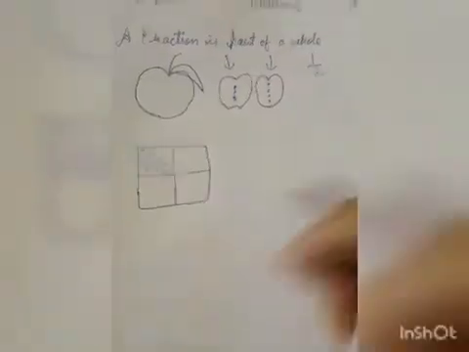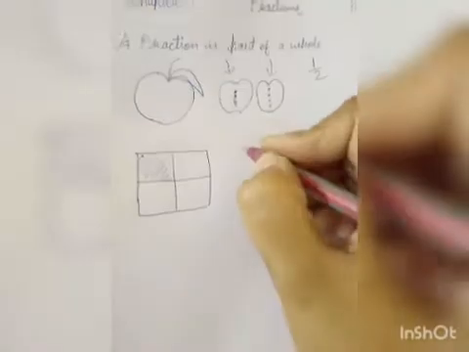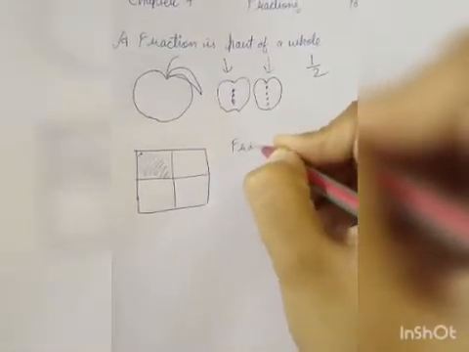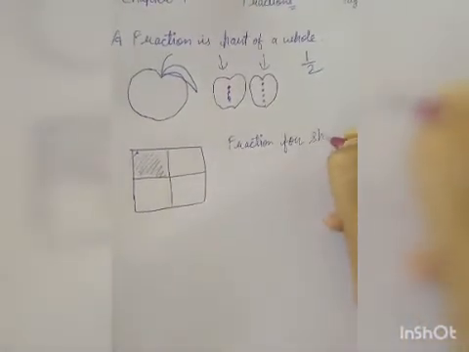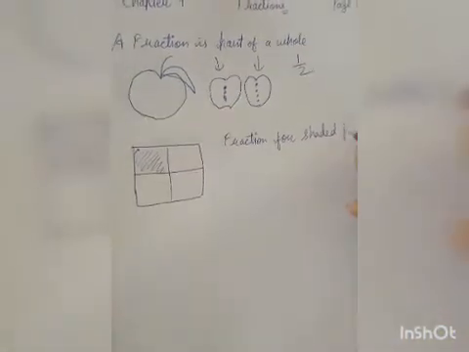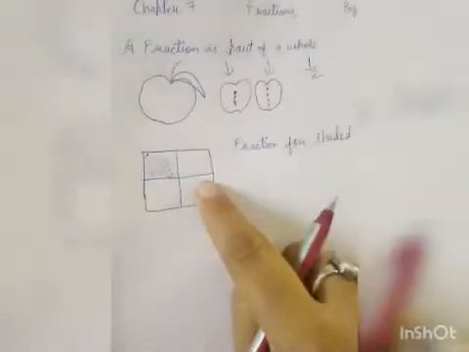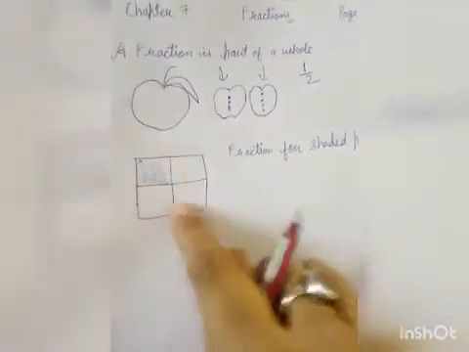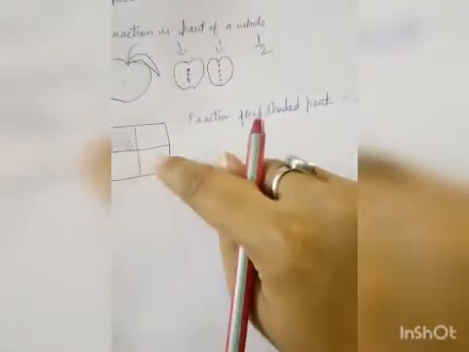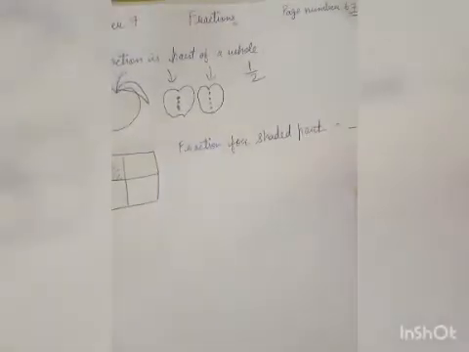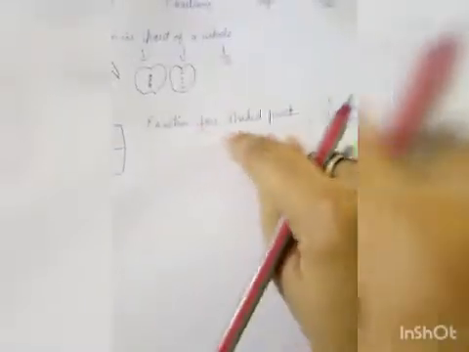Okay, so if I want to find out the fraction for the shaded part, how many parts are shaded? Only one part is shaded. Out of how much? 1 2 3 4, out of 4 for shaded.